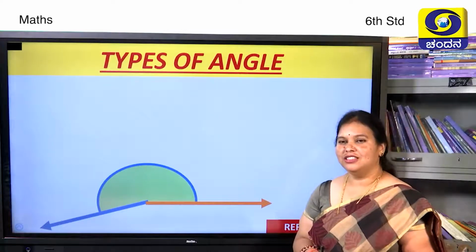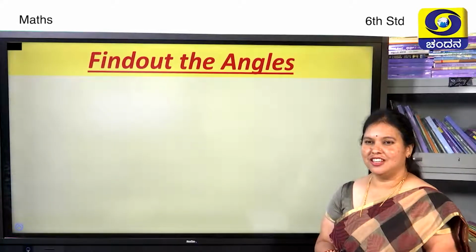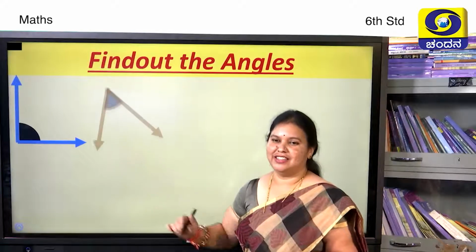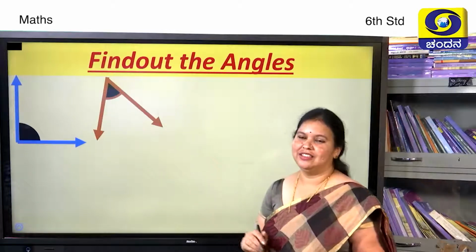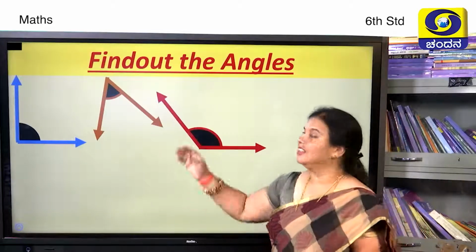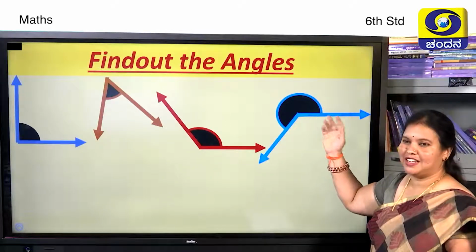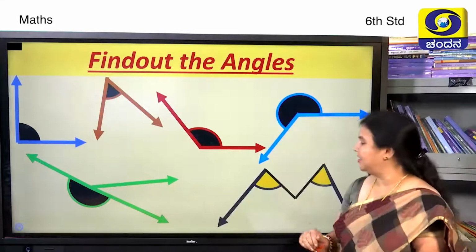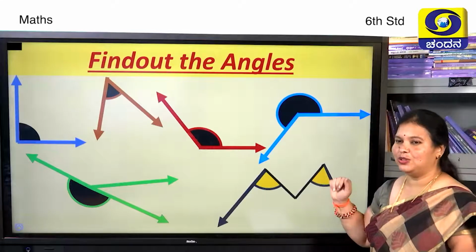So we have learnt 6 types of angles. Now we will verify what we have learnt till now. So what is this angle? Yes, it is a right angle. And what is this? It is an acute angle. And what is this? It is an obtuse angle. It is a reflex angle. And this one represents a straight angle. And see here, two angles you can find. These two are acute angles only.